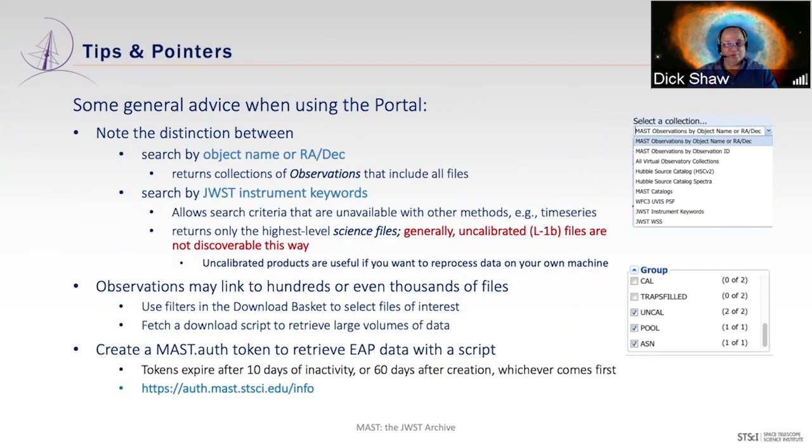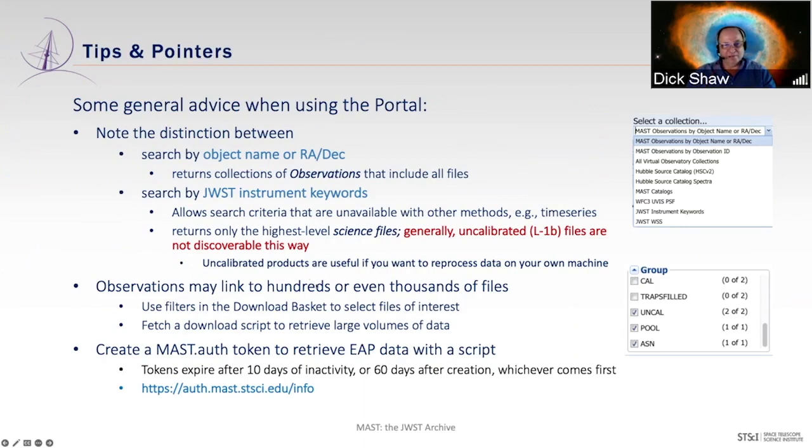And in fact, there are some kinds of data that really aren't available unless you do an advanced search. The problem is that it returns only the highest level science files, individual files, rather than the whole kit and caboodle with the observations. And so generally, the uncalibrated files are not discoverable this way. Just bear that in mind.